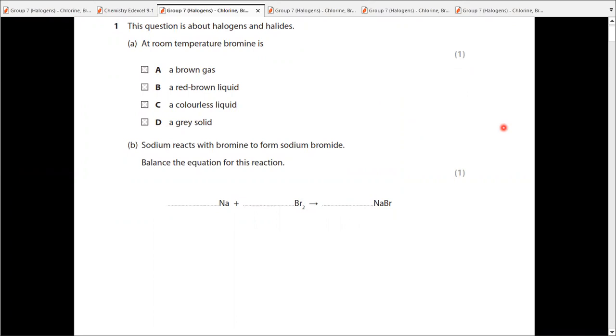B. B is correct. It's a red brown liquid. At room temperature, bromine is a liquid. And that's the only non-metallic liquid at room temperature among the periodic table. Okay. So, moving on.